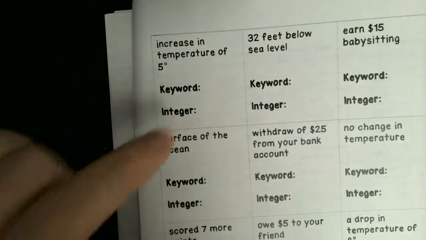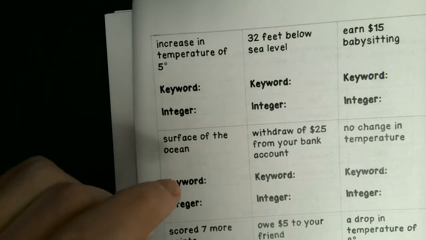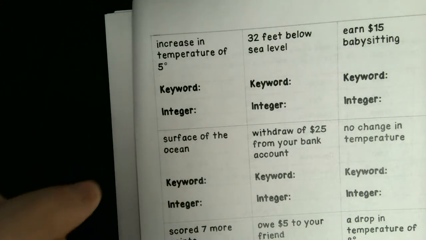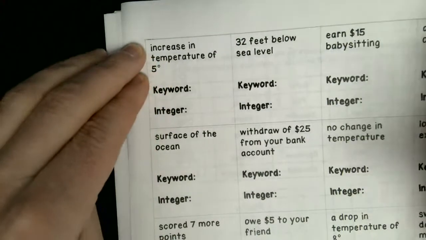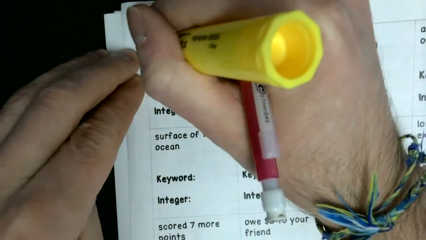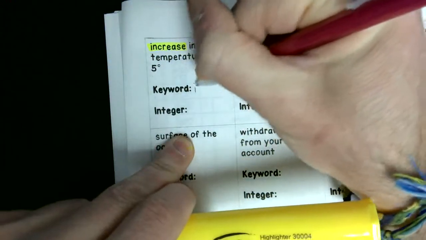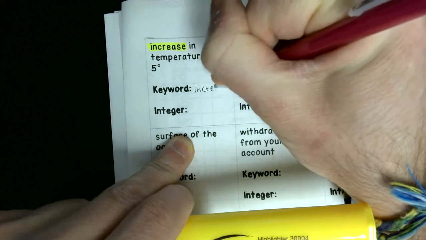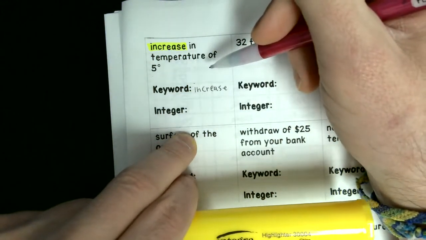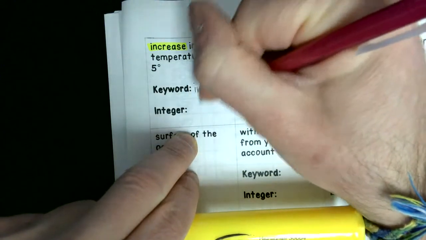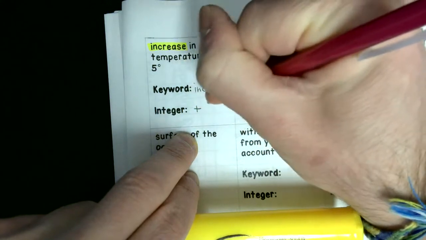As we're doing these situations, we're looking at our keywords and thinking about whether that keyword would indicate a positive or a negative. So, an increase in temperature of 5 degrees. The keyword here is increase, so I'm going to highlight that. You don't have to highlight it, but you can if you have a highlighter handy. Is increase a positive change or a negative change? To me, that's a positive change if you increase something. So the integer to show that situation would be positive 5.